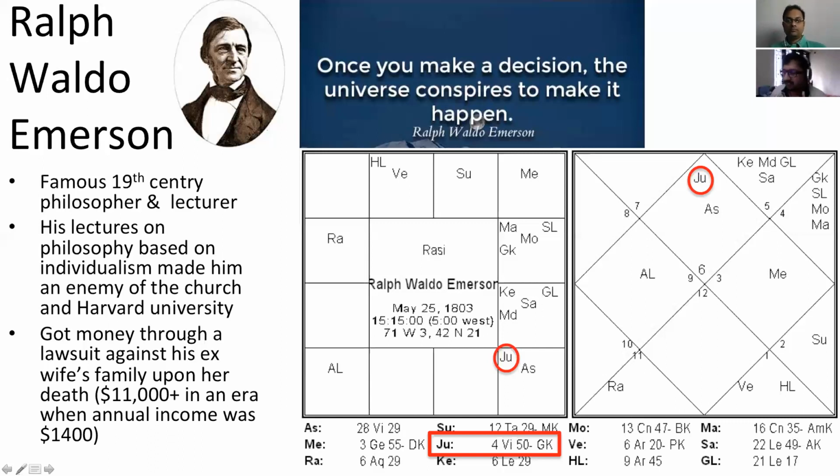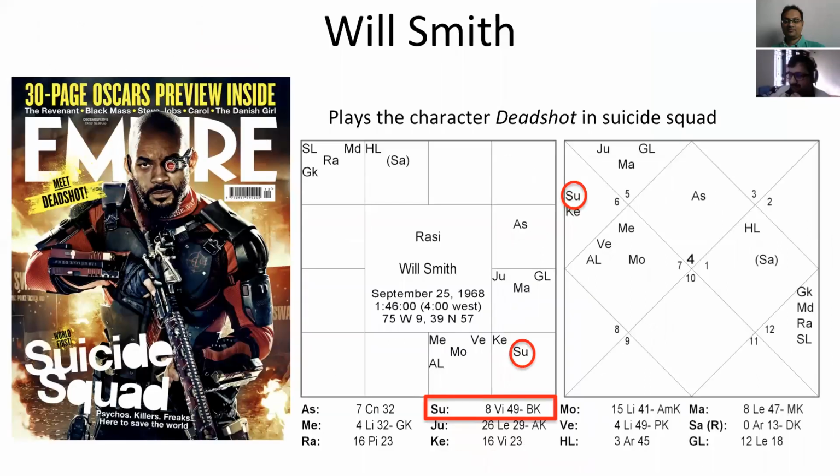So that's one thing you could say, how to connect with good, how to make astrology even in your motivational life, for lack of a better word. And finally, I have the chart of Will Smith. He's the famous actor, and he has Sun in Uttara Phalguni.